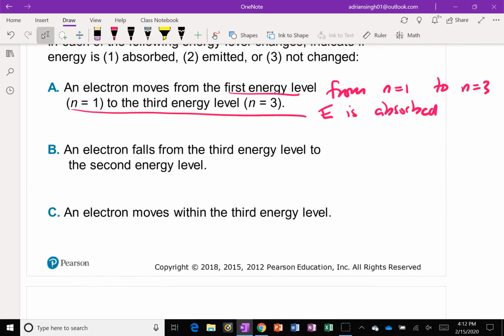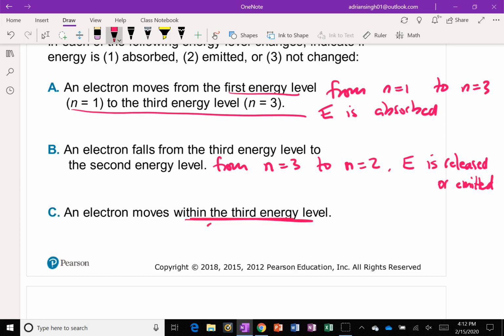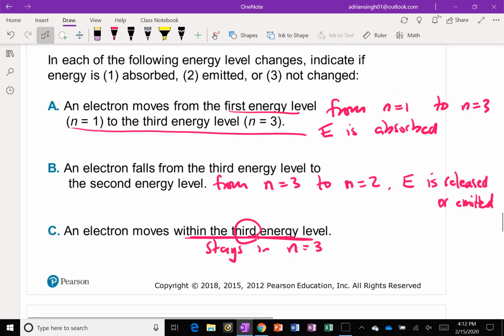If an electron falls from the third energy level to the second energy level, so it goes from n equals 3 to n equals 2, it's falling down. That means energy would be released or emitted. And if an electron moves within the third energy level, so it stays in n equals 3, because there is no change in the energy level, then the energy is not going to be changed. So no change in energy.